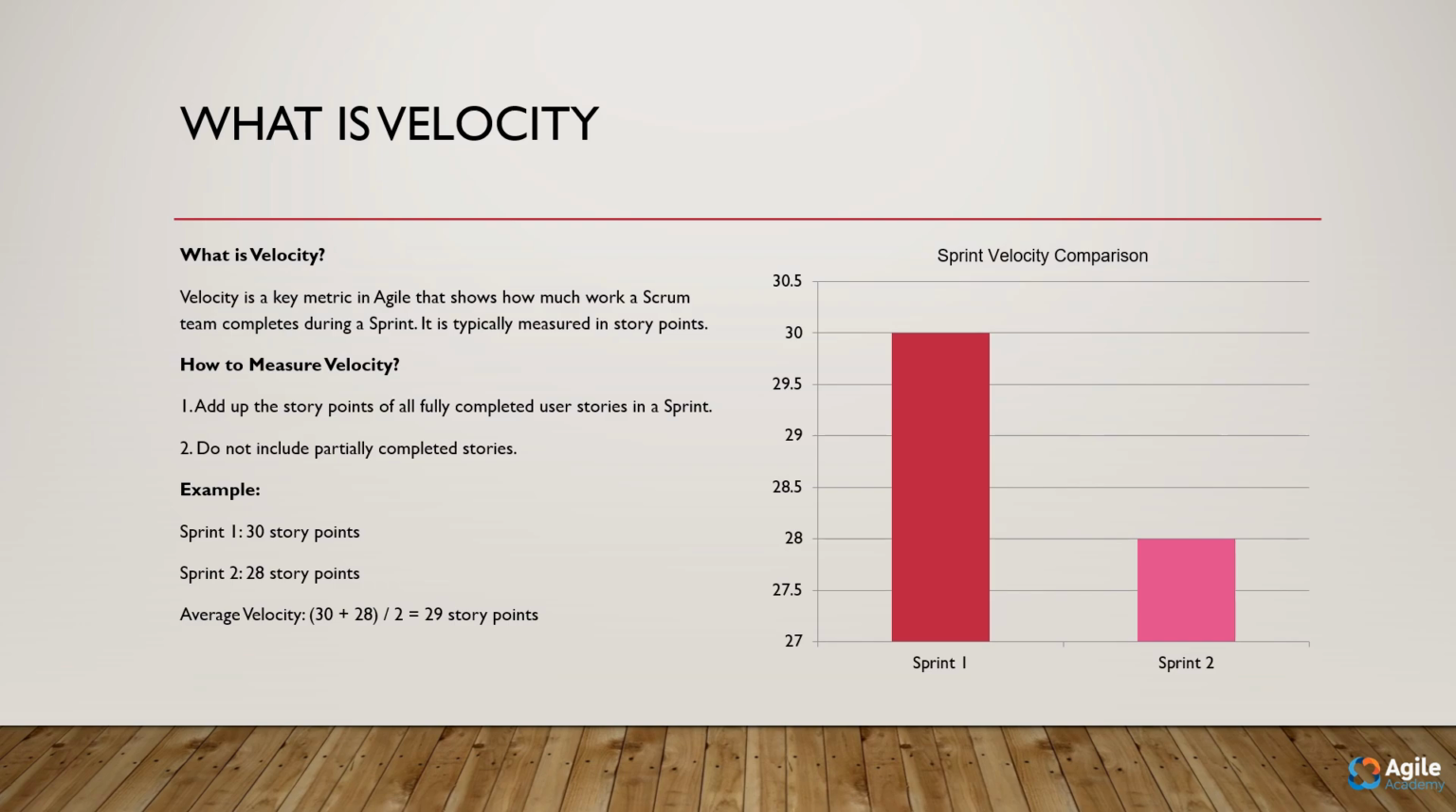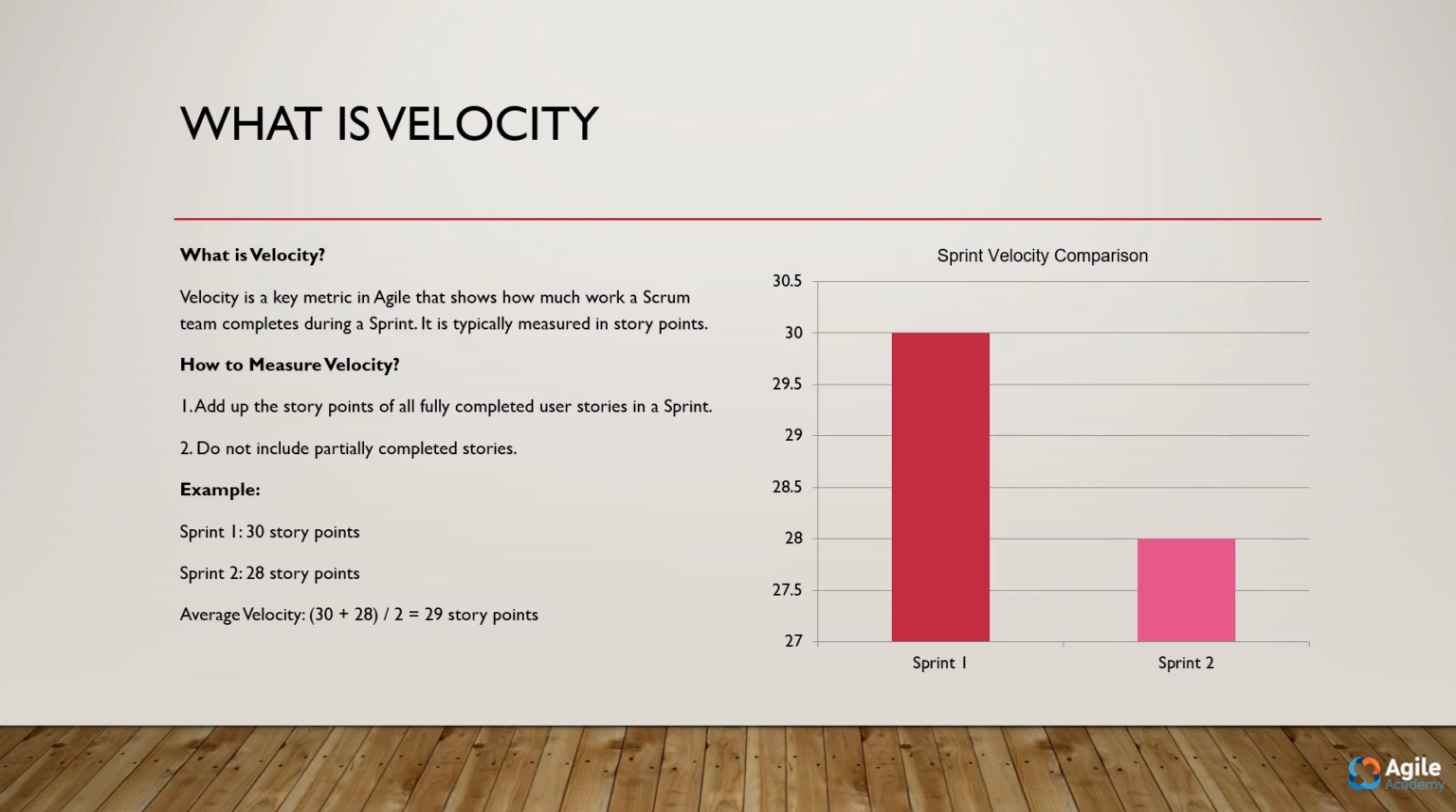Let's take an example. Sprint 1 equals 30 points. Sprint 2 equals 28 points. That gives us an average velocity of 29 story points. This number becomes a powerful predictor for future sprint planning.